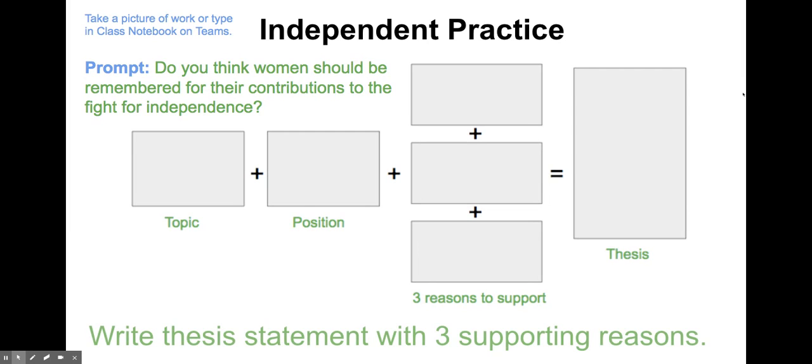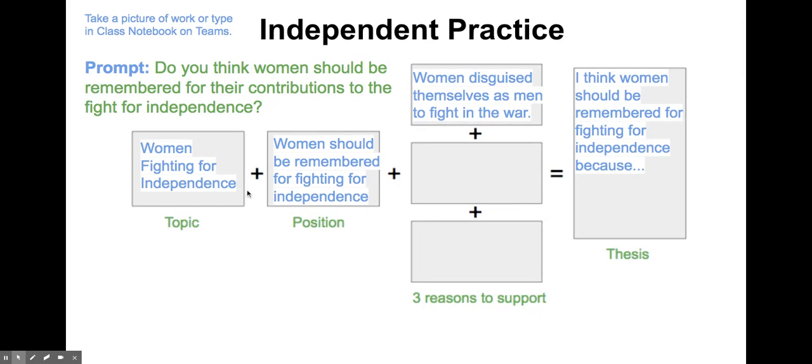Now, this might look like this. My topic is, we're talking about women being remembered for fighting for independence. My position is, yes, they should be remembered. And one reason I said is women disguise themselves as men to fight in the war. We should remember them because they actually went undercover and fought, which is really admirable. And then my thesis statement might start like this. I think women should be remembered for fighting for independence because, and then I will state my 3 reasons.